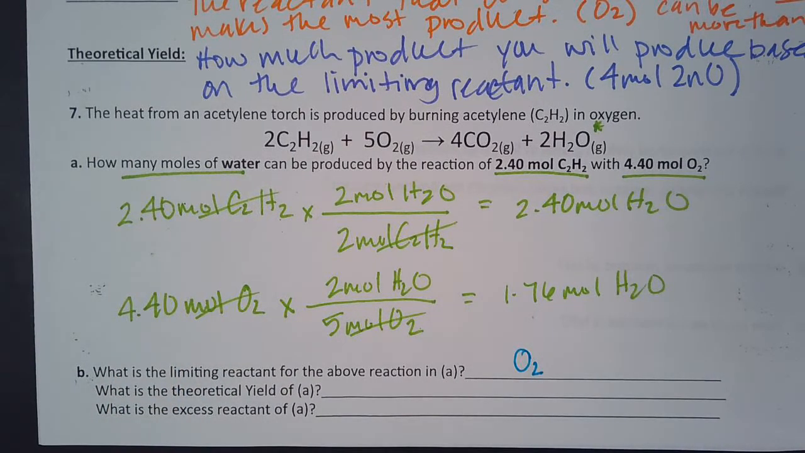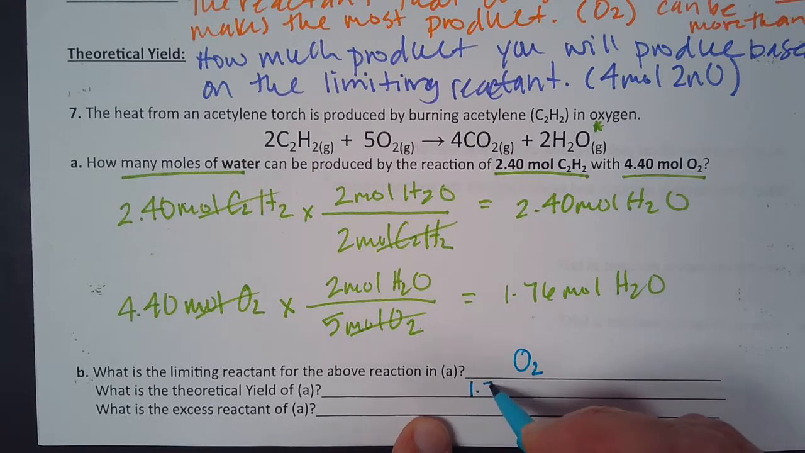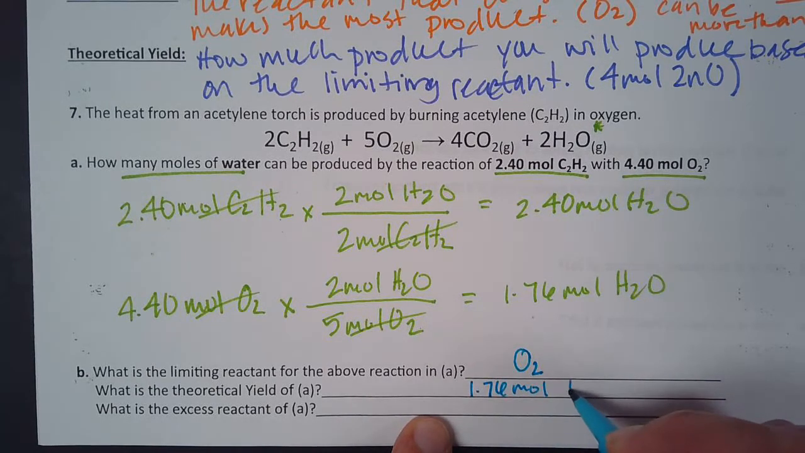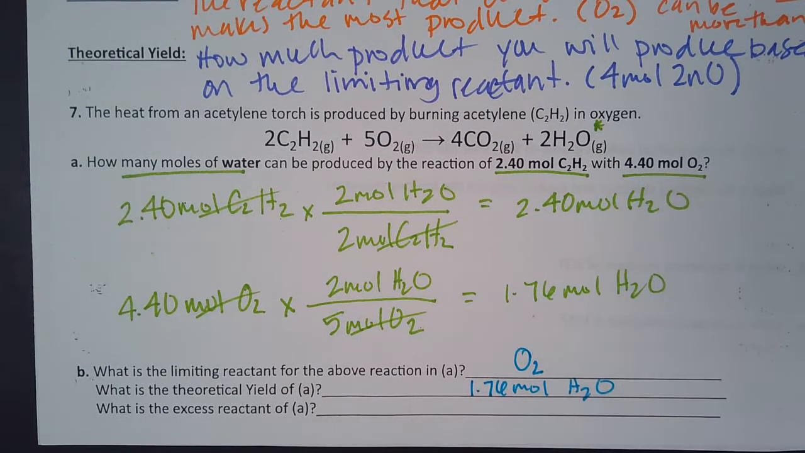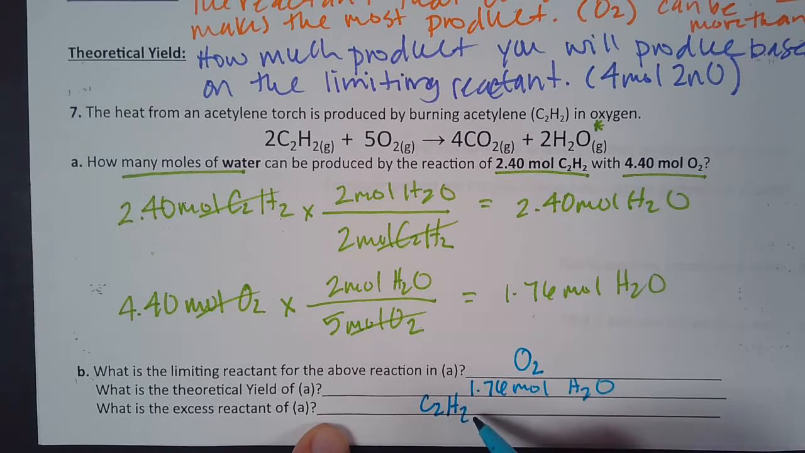Okay. What's going to be our theoretical yield? 1.76 of the H2O. Yep. And then what's our excess reactant? The other one. Because it has to be a reactant.